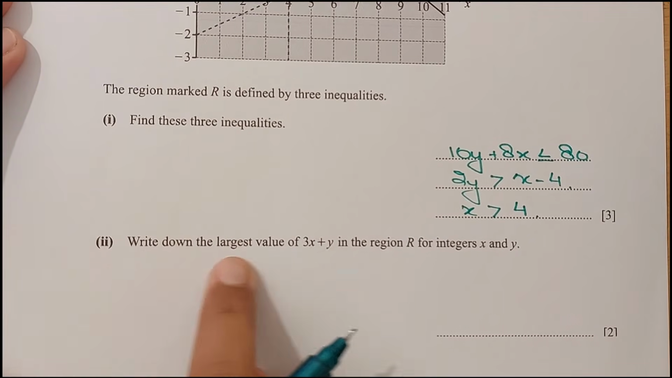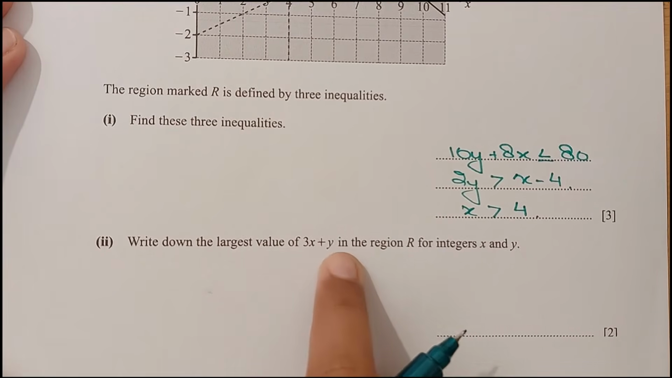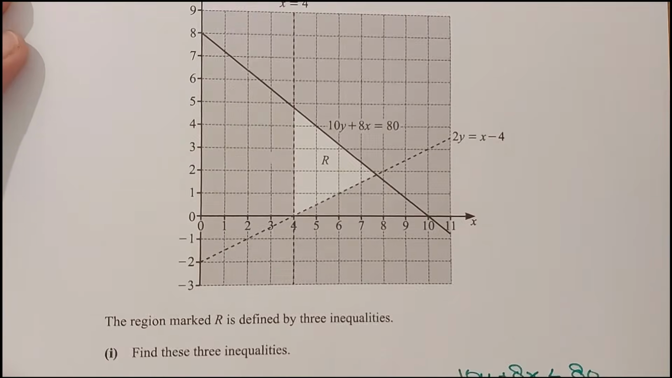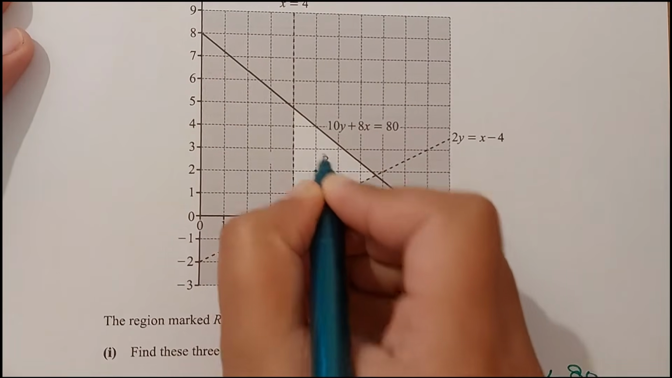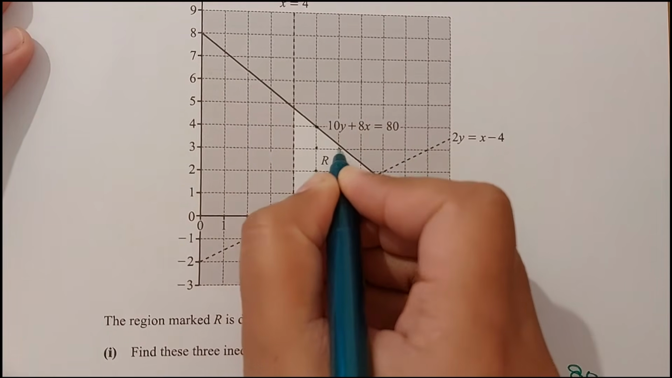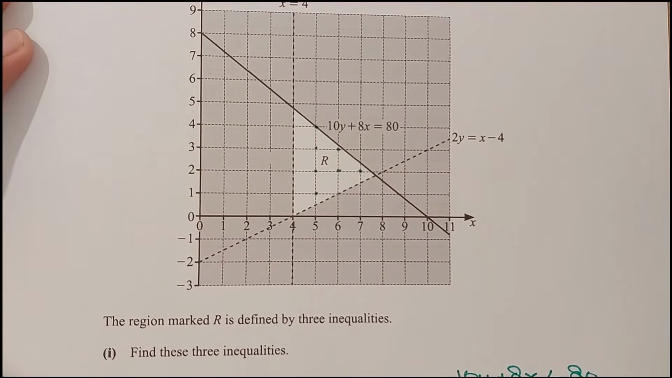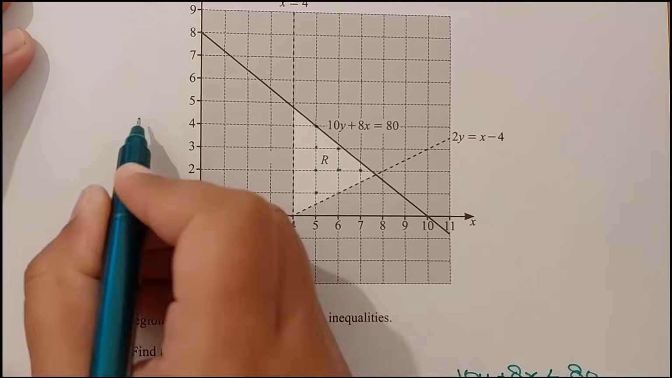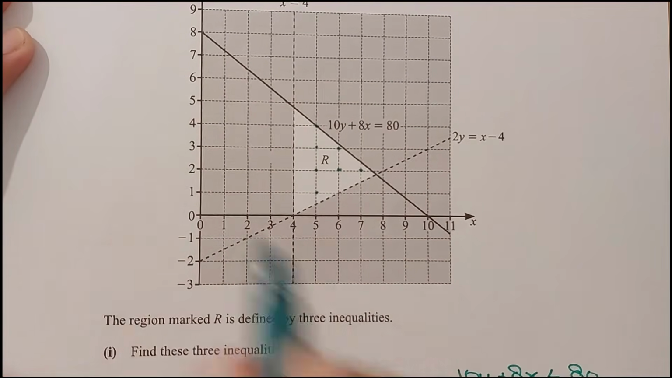Now for second part, write down the larger value of 3x plus y in the region R for the integers x and y. So in the region R, we have the integers. These are the points for region R: 1, 2, 3, 4, 5, 6, 7. So we have 7 values for the region R, right? So this is (5,1), (5,2), (5,3), (5,4), (6,2), (6,3), and (7,2).